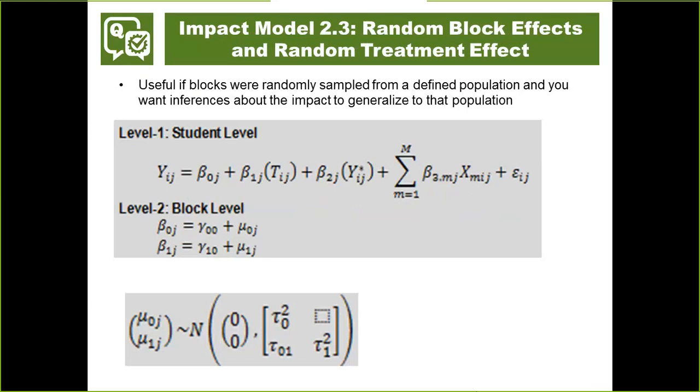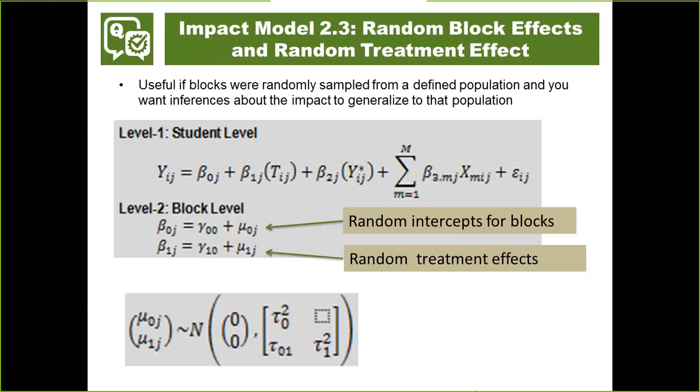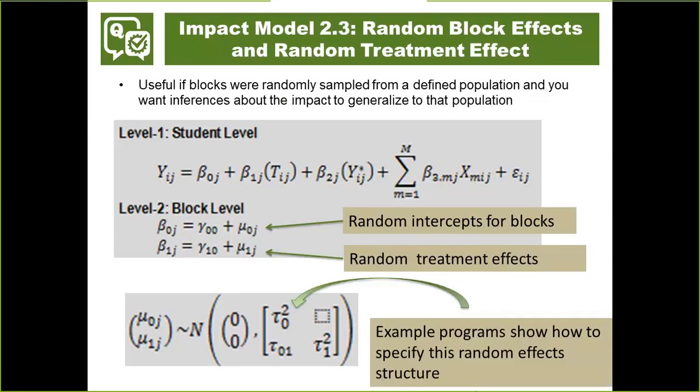Model 2.3 is usually used in designs where the blocks were randomly sampled from a defined population, and you want the inferences about the impacts to generalize to that population. It is a two-level hierarchical linear model in which students, level 1, are nested within blocks at level 2, and the treatment effect is estimated at the student level. This model has random intercept terms for blocks and has terms for random treatment effects. The example SAS, Stata, R, and SPSS programs show you how to specify the random effect structure shown here.